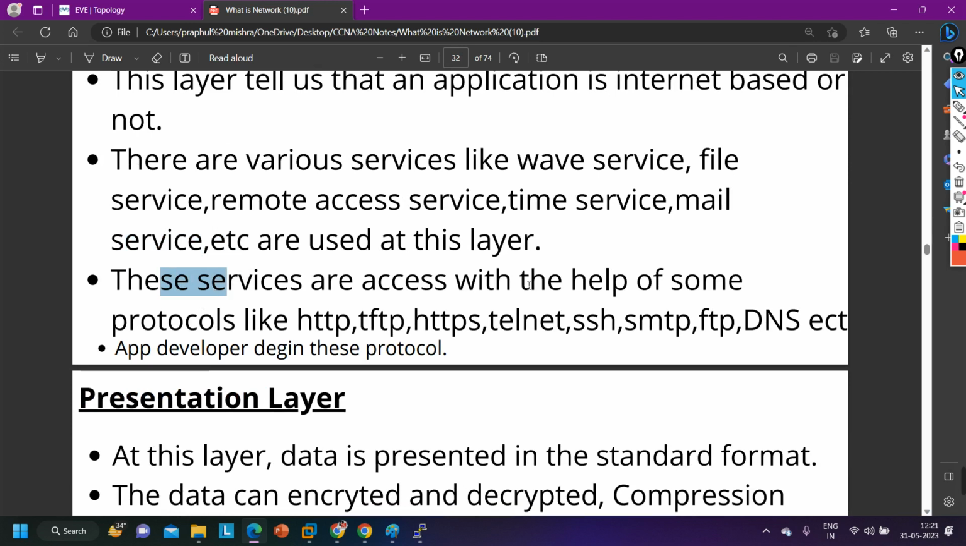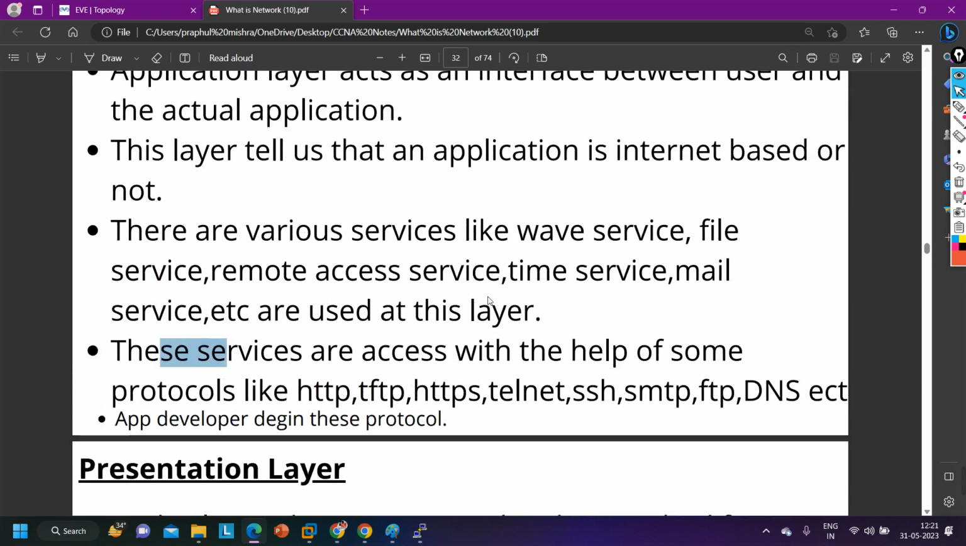And these services can be accessed with the help of some protocol. This is a very important point, that whatever services we have at the application layer, that service can be accessed with the help of some protocol. And the protocols like HTTP, TFTP, HTTPS, Telnet, SSH, SNMP, SMTP, FTP, DNS, etc. Okay, these are very important protocols.